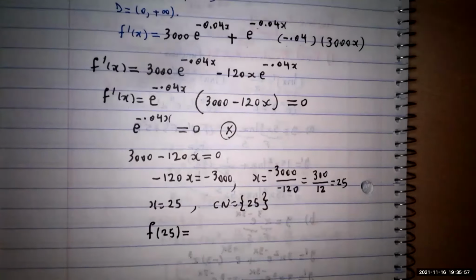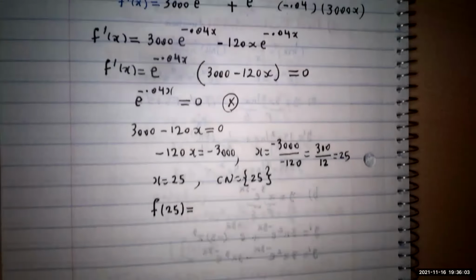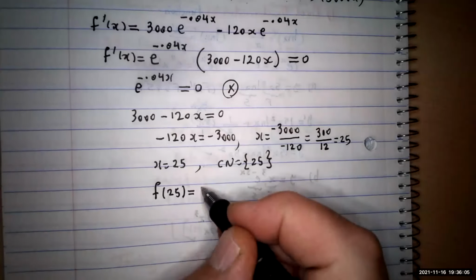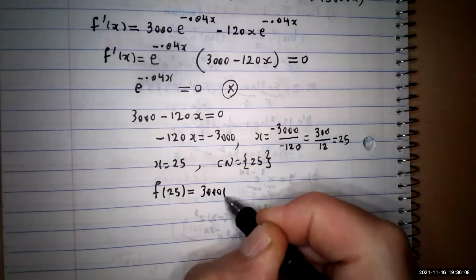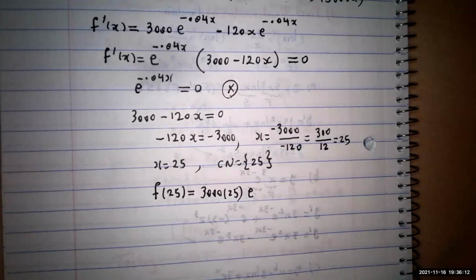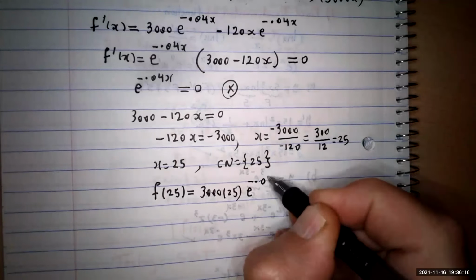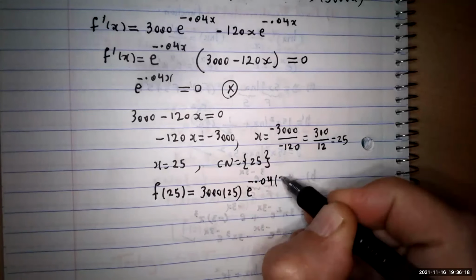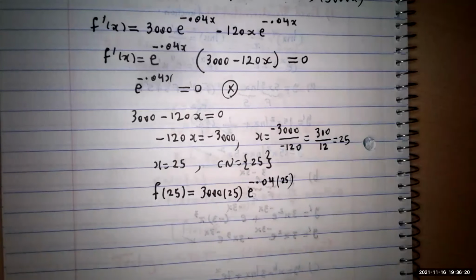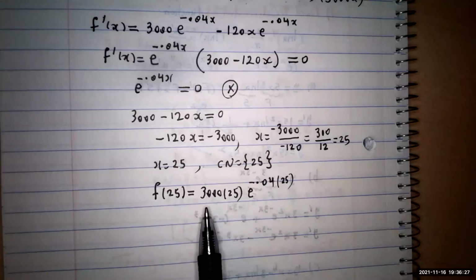Okay, we go back to the original function. This is it, and you replace the x by 25. So what's going to be the result? It's going to be 3000 times 25 times e to the negative 0.04x, but x is what? x is 25 now. 4 times 25 would be 100, but you have 2 decimal places here, so it's going to be 1.